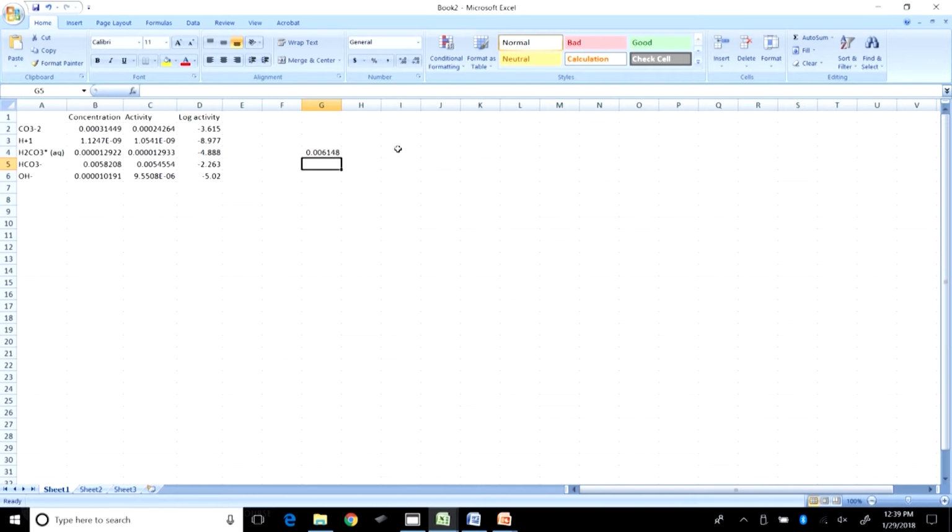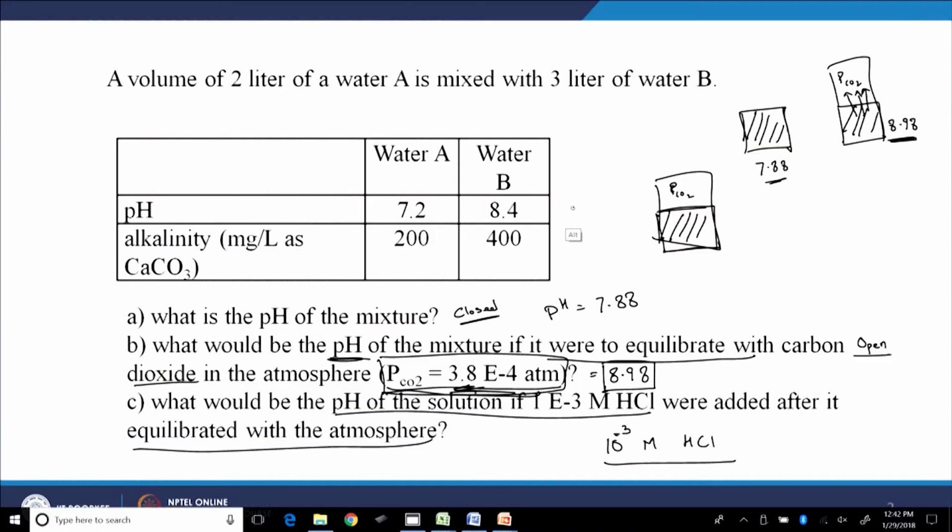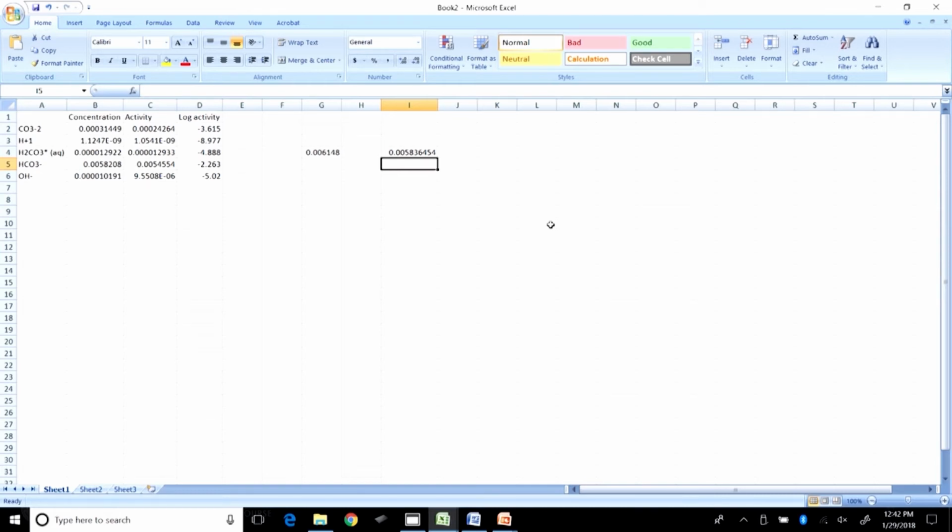So now we are going to try to calculate H total. So H total is equal to H plus minus OH minus plus 2 times H2CO3 plus HCO3 minus, and enter. So now I have two values here. What are they? 6.1 into 10 power minus 3, and let me write this down, so that we do not skip through that again. My Excel slide is somewhere here, okay. It is 6.148 into 10 power minus 3.